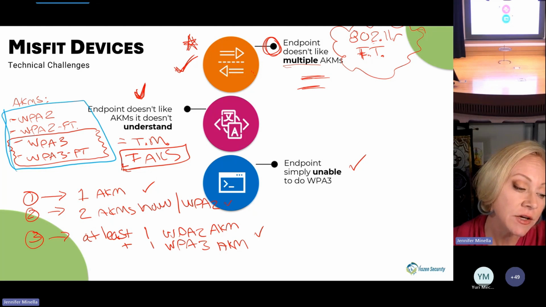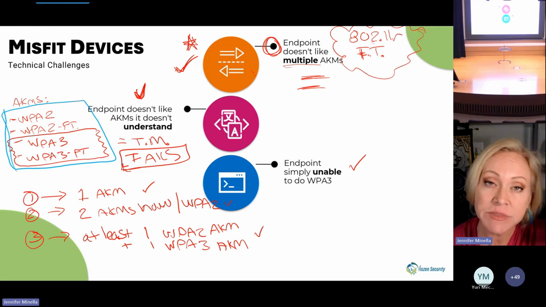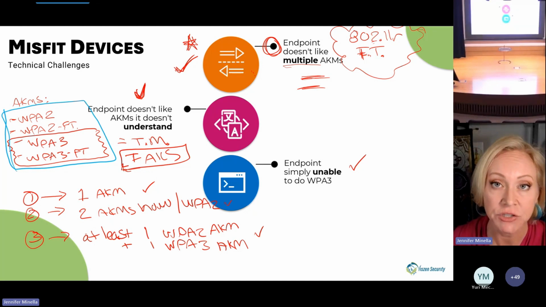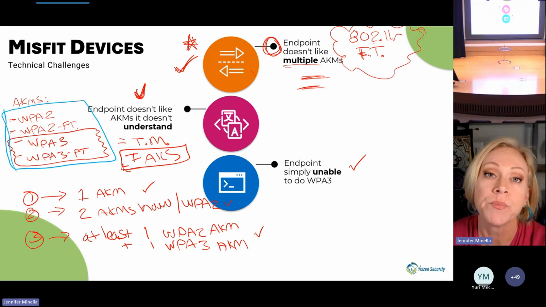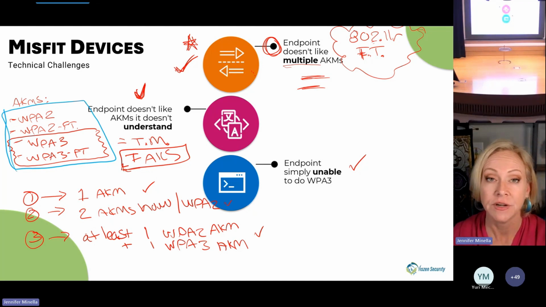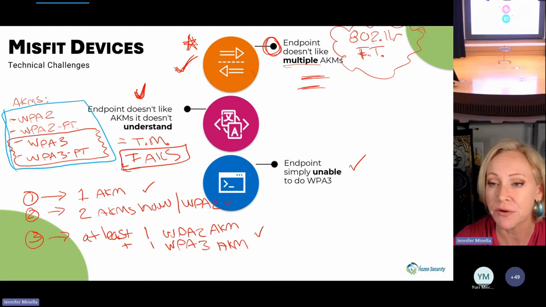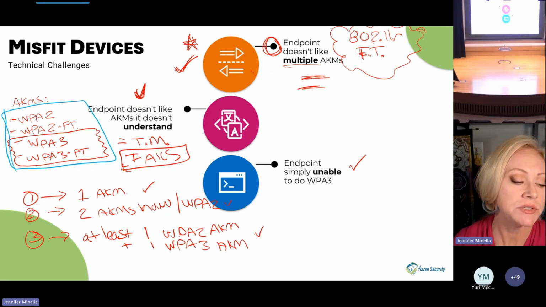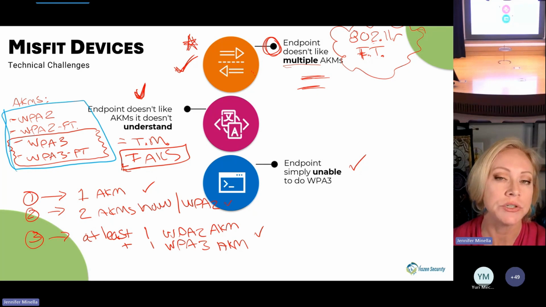But some of them don't do that. And so they see the AKMs advertised that they understand, but then they see some that they don't understand in a transition mode network, and they just stop. They just go, okay, well, I can read that this is a WPA2, and that's a WPA2 FT roaming, but I don't know what the other stuff is. I'm not even going to try to associate. So this is the problem, not the rest of all of the issues with the volume and whether it supports WPA3 and all that. This is the issue that some endpoints won't even connect to a transition mode network.